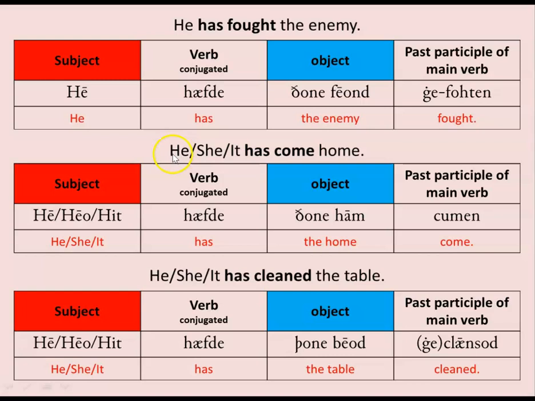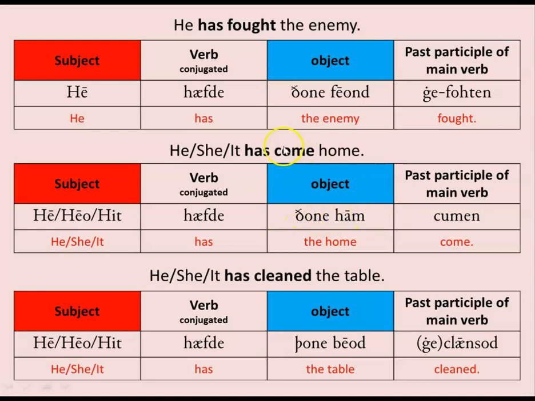Okay, three sentences here in one. He has come home, she has come home, it has come home. Okay, third person present tense singular for has in this case is hæfð. He, or hit hæfð thone hām cumen. Okay, hām, the home, is the object here. Okay, that is in the accusative. So hām is a masculine noun. The demonstrative article required for that, the word the, must be in the accusative singular masculine. So it is thone hām.